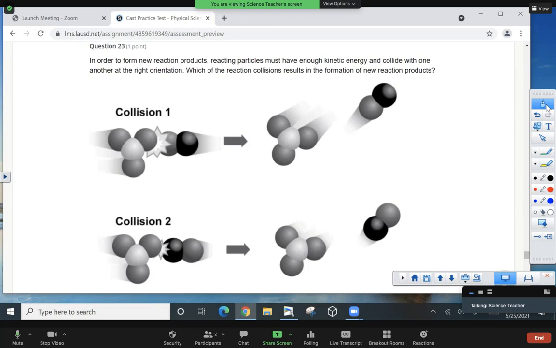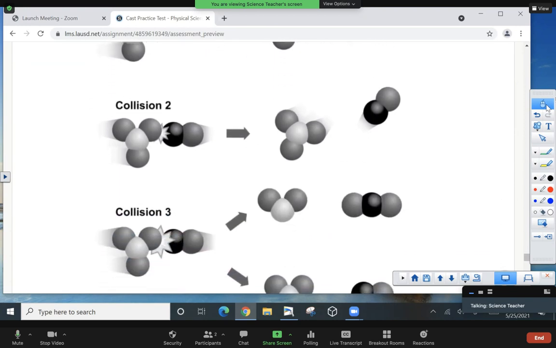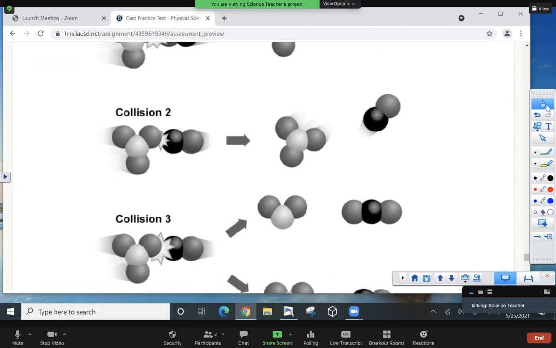Question 23. In order to form new reaction product, reacting particles must have enough kinetic energy and collide with one another at the same orientation. Which of the reaction collisions results in the formation of new reaction products? So we have three different collisions, three different choices here.